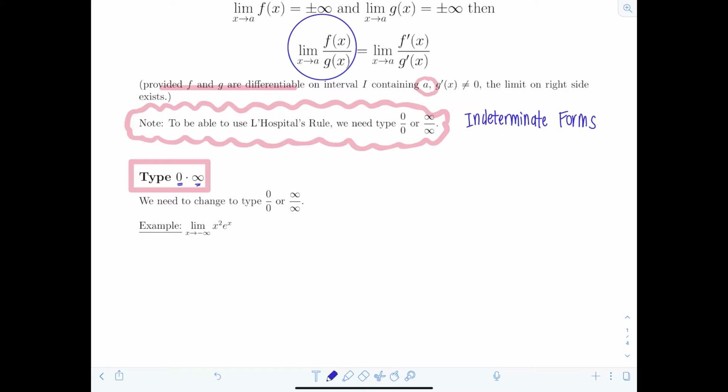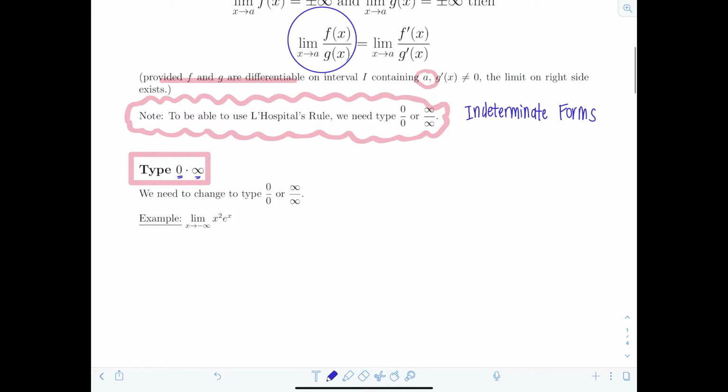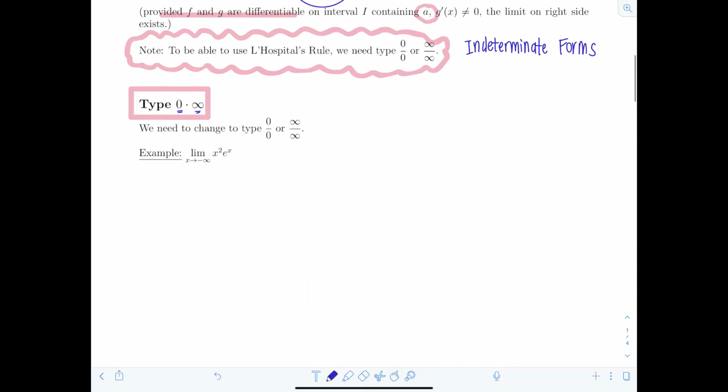So we need to change this to be either of the type 0 over 0 or infinity over infinity. So first example here, the limit as x approaches negative infinity of x squared times e to the x. So we're going to look at each of the parts of this limit separately. If I were to just consider the limit as x approaches negative infinity of the quantity x squared, that would give us positive infinity, right? You could imagine the graph of x squared, or as well just think of substituting in negative infinity, you square it, it becomes positive and it's growing without bound.